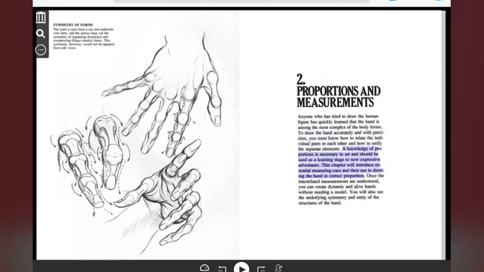A knowledge of proportions is necessary in art and should be used as a learning stage to new expressive adventures. This chapter will introduce essential measuring cues and their use in drawing the hand in correct proportion. Once the interrelated measurements are understood, you can create dynamic and alive hands without needing a model. You will also see the underlying symmetry and unity of the structures of the hand.